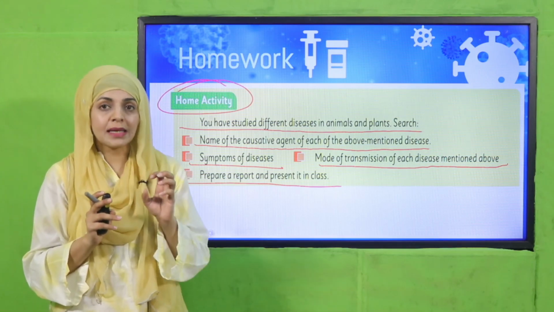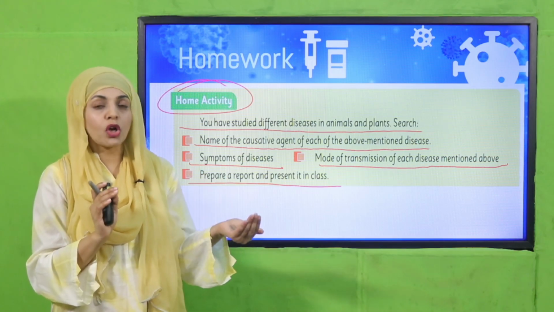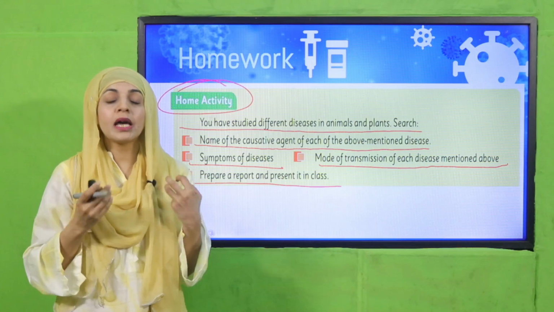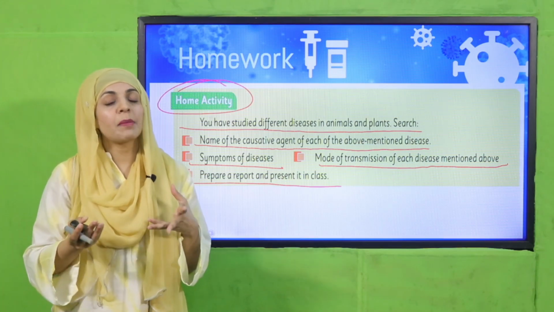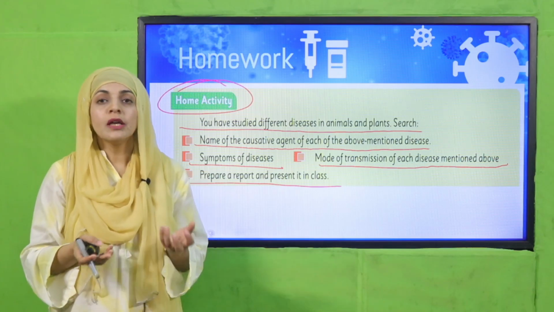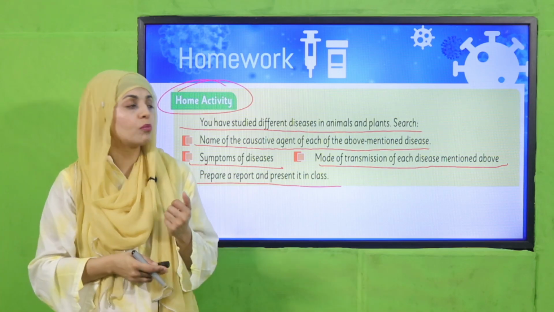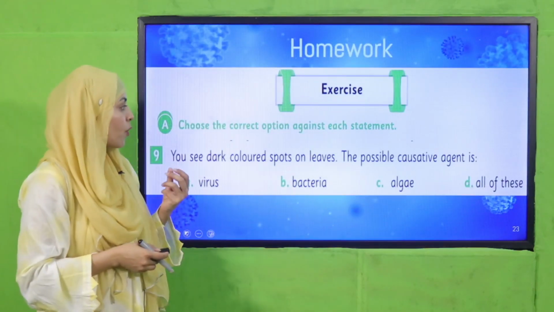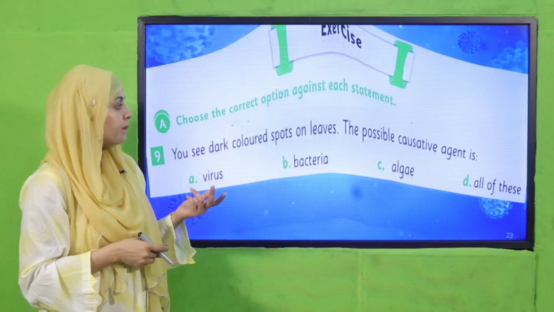Now you also know the diseases. You have read the causes of those diseases, how different microbes cause them, what their symptoms are and what effect they have on the animal. You have to make a report about it and then submit it in the class and share with your class fellows, with your siblings to create awareness. So you will do it in your homework and we will move forward towards another homework that you will do. Exercise A. You see dark colored spots on leaves. The possible causative agent is virus, bacteria, algae or all of these. So you will complete it in your homework.